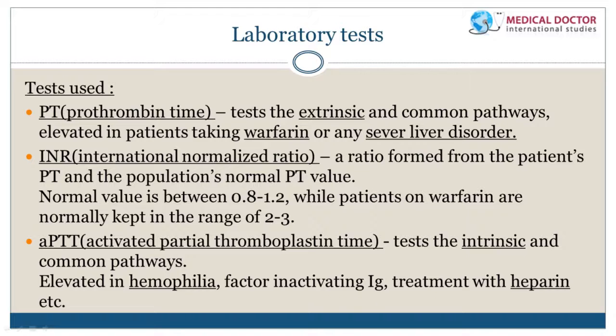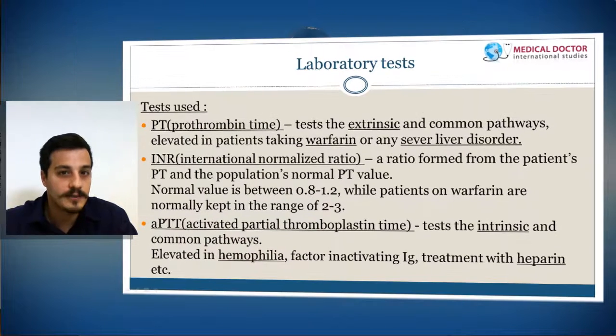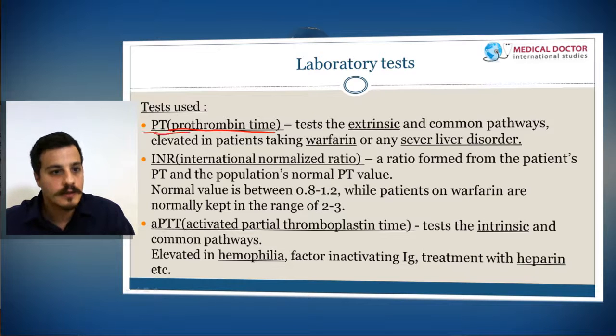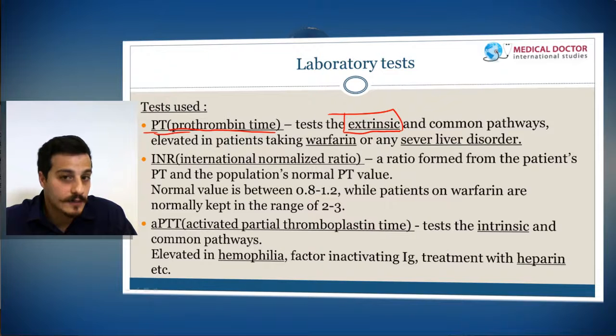Now let's talk about the different laboratory tests that we use to evaluate the coagulation cascade as well as the platelet function. The first test we'll talk about is called PT, or prothrombin time. What is most important for you to remember is that it is used to evaluate mostly the function of the extrinsic pathway as well as the common pathway. This is why any pathologies that would affect factors from the common pathway and factors from the extrinsic pathway will affect the PT, or the prothrombin time.